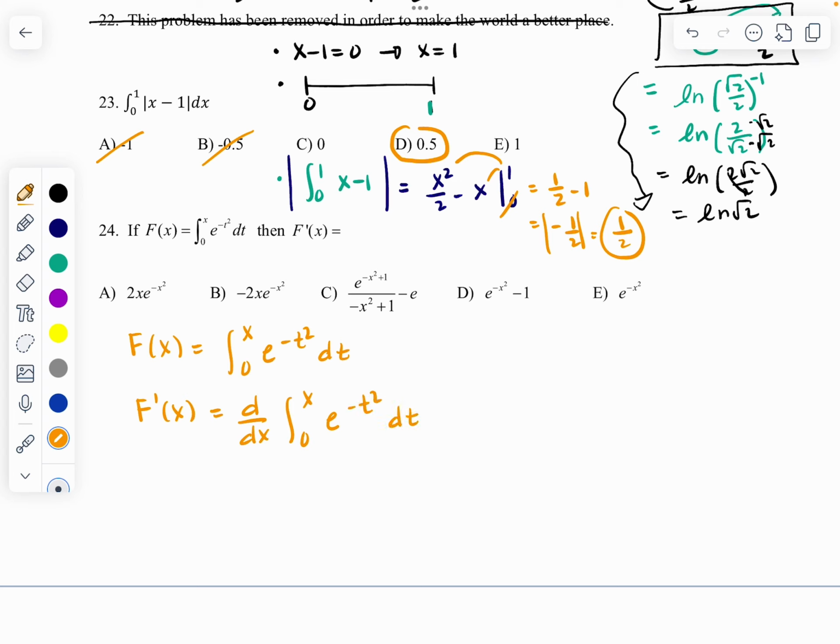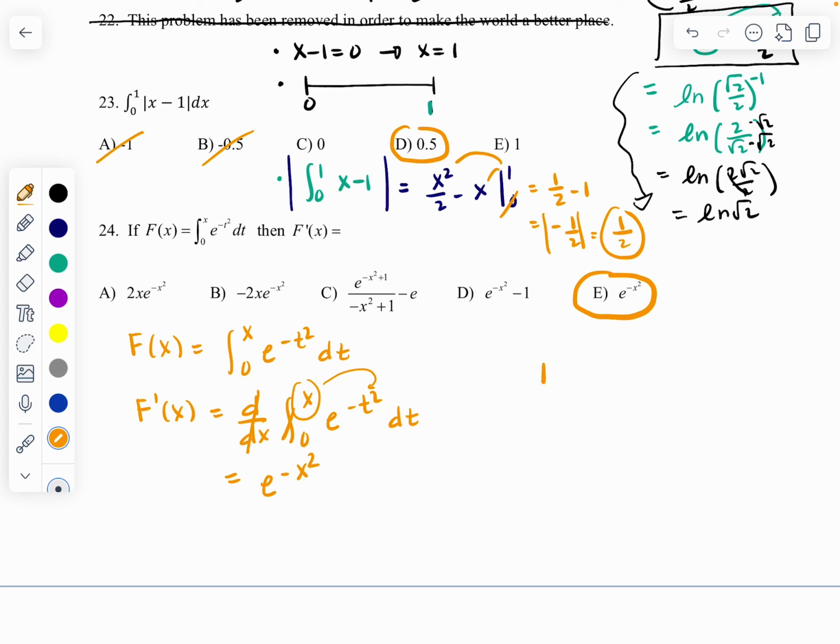Now remember, an integral and a derivative are going to cancel each other out. So this is then going to be FTC2, where that x just drops in. So this is going to be e to the negative x squared plus c. Actually, there's not going to be a c because we evaluated it. Sorry. So it's just going to be e to the negative x squared. So this answer here looks like it's going to be e.